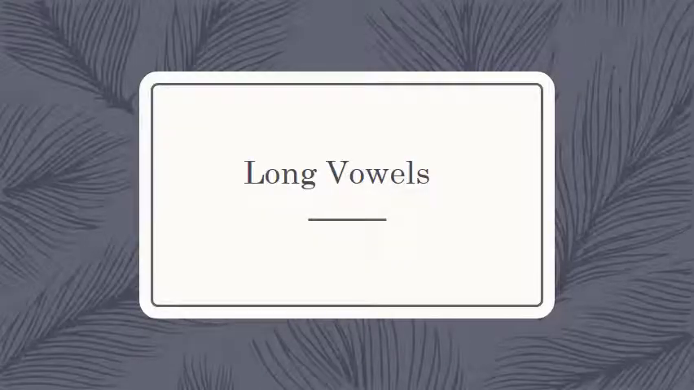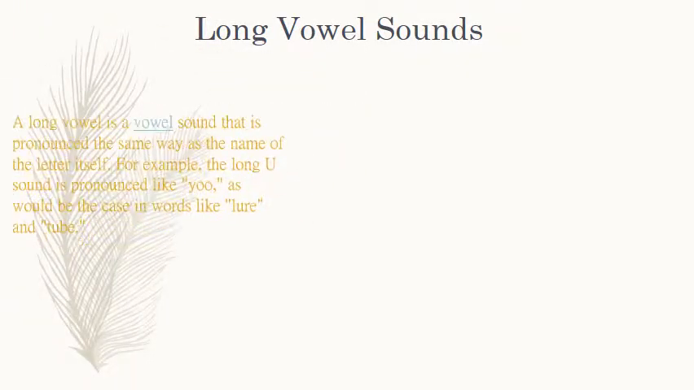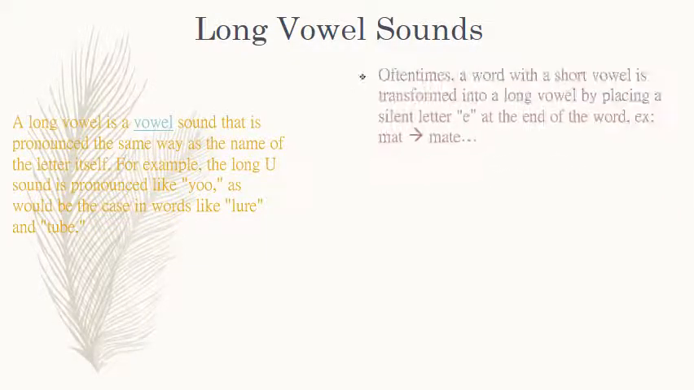Okay, now it's turn to move to the long vowel sounds. Long vowel sounds. A long vowel is a vowel sound that is pronounced the same way as the name of the letter itself. For example, the long U sound is pronounced like U, as would be the case in words like lure and tube. Oftentimes, a word with a short vowel is transformed into a long vowel by placing a silent letter E at the end of the word. You all know this rule. Example: mat, made.